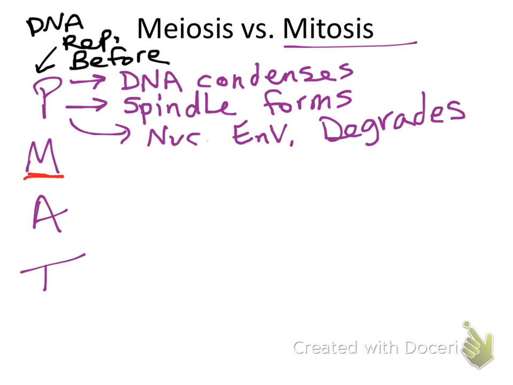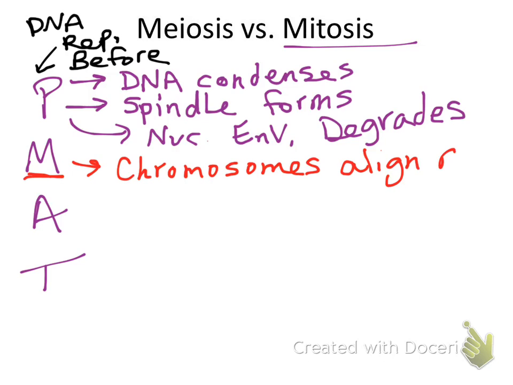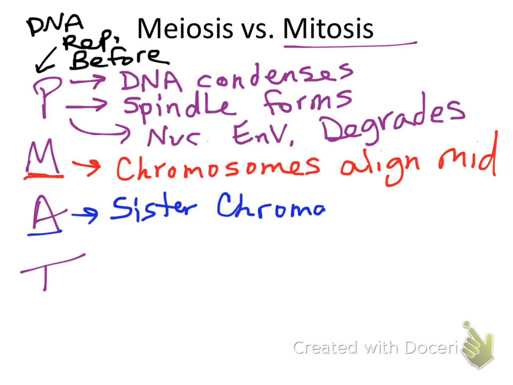Metaphase, there's one key thing that happens during metaphase. What happens? The chromosomes align along the middle. Good. And then during anaphase, what's going to happen? Who separates? The sister chromatids separate, so we degrade the centromere. Right, we break up the centromere so that we can separate the sister chromatids. And when they're separated, we actually pull them to opposite ends of the cell.